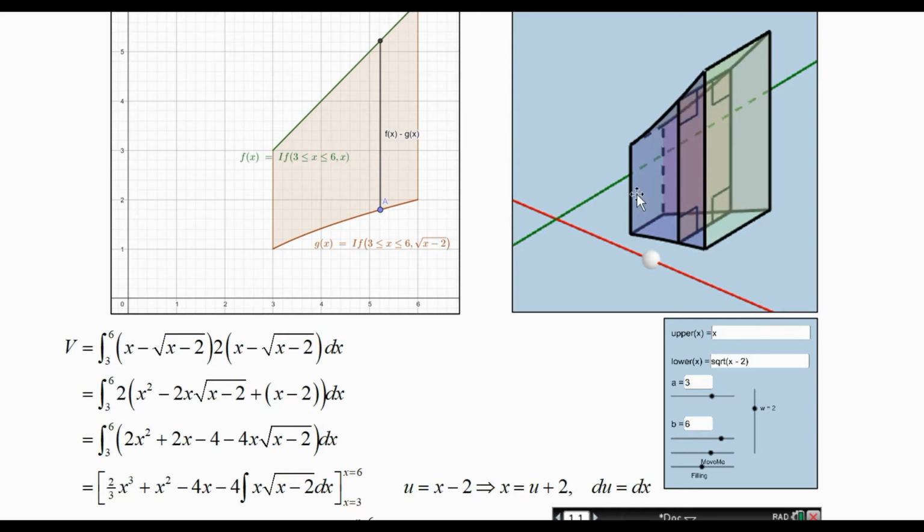A bunch of those prisms, adding them up, that's a Riemann sum. Take the limit as delta x goes to 0 and the number of prisms goes to infinity, and that thickness basically becomes our dx here. We're integrating from 3 to 6. So that definite integral is going to give you the volume that we were looking at.